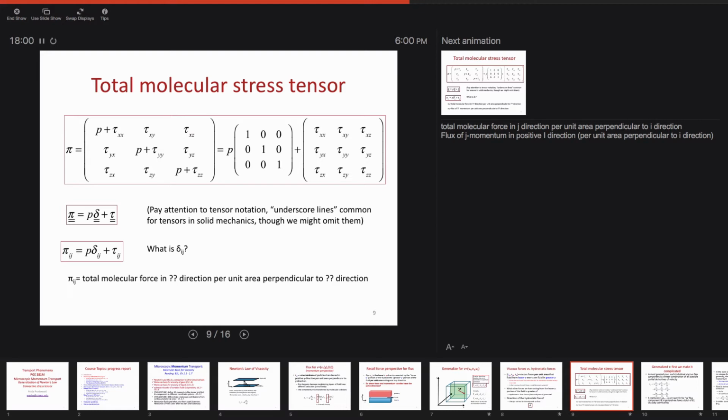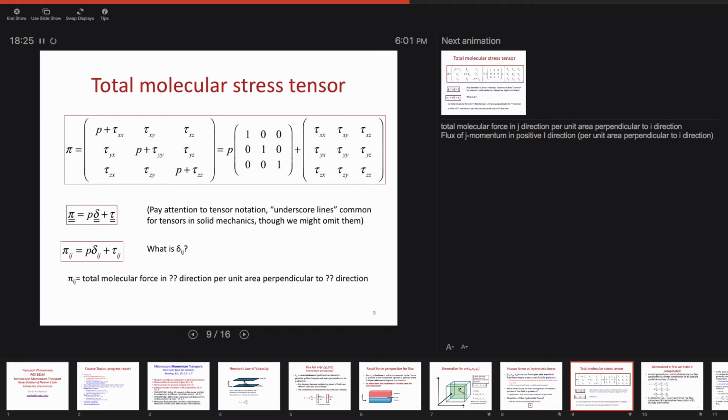So molecular force is in J direction per unit area perpendicular to I direction. Just remember tau yx is x momentum in y direction, or force in x direction across y plane. So mentally write it down, tau yx, and quickly work out which one is which.